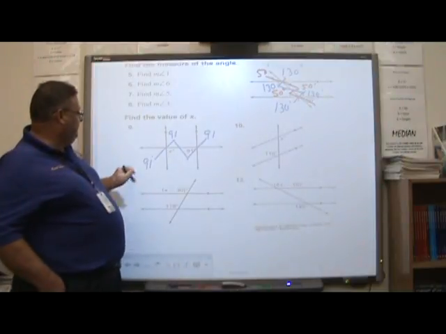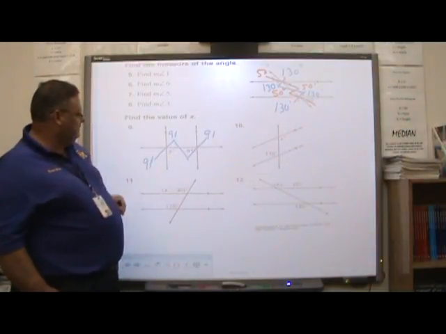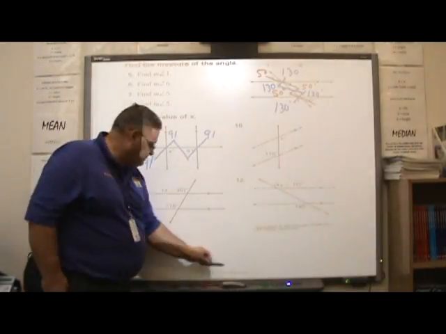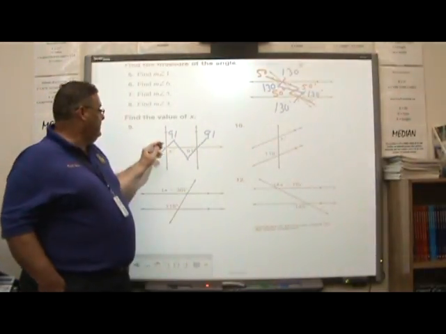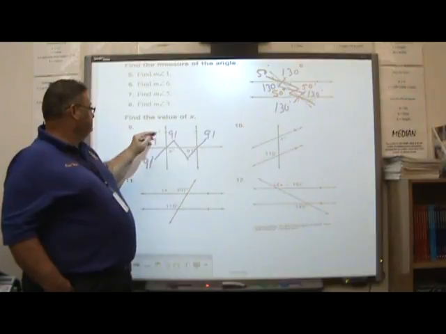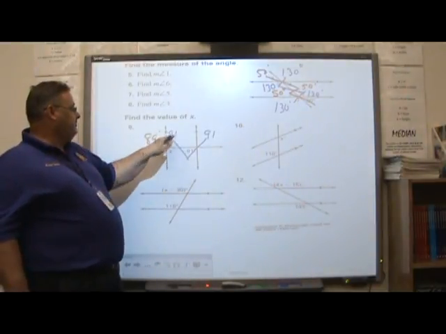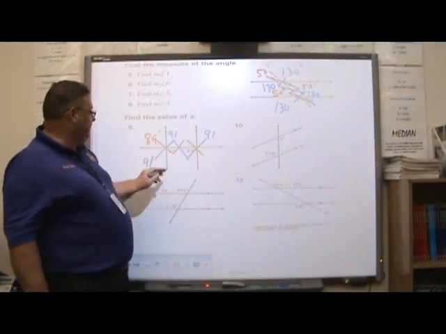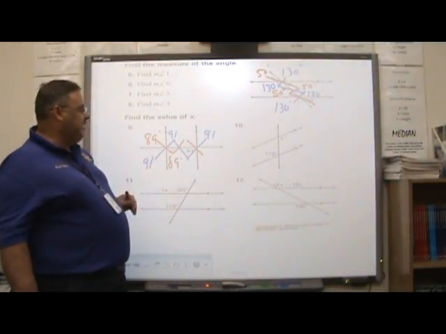But they're asking me to find X. Okay, so that means 91 and what? That's right, 89. Okay, adds to 180, so my linear pair, and now I can start my Z across, and all these would be what? 89. So X would be 89 degrees.